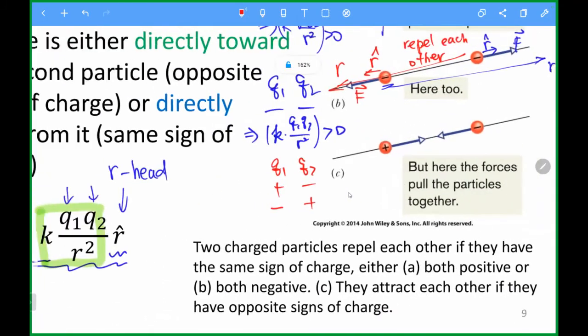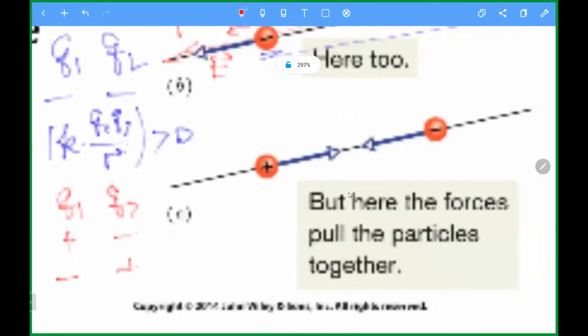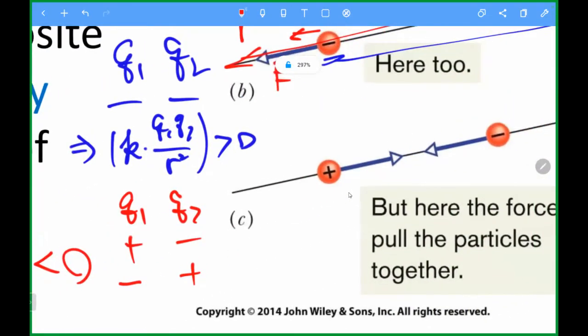Okay, so here, if you plug in Q1, Q2, you can easily find that k times Q1, Q2 over r squared, this whole term, is negative, because one of them is negative and one of them is positive. So the whole term is negative, which means that the force should have the opposite direction to the r hat.